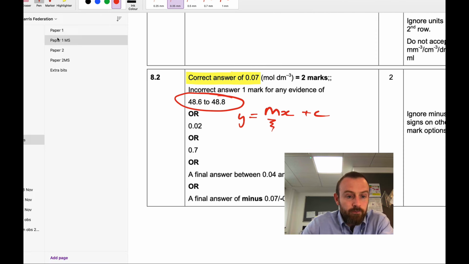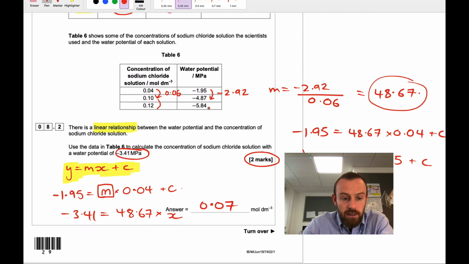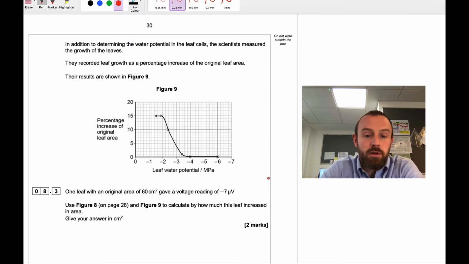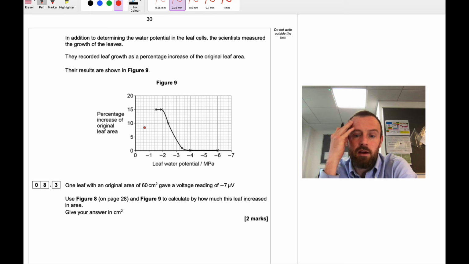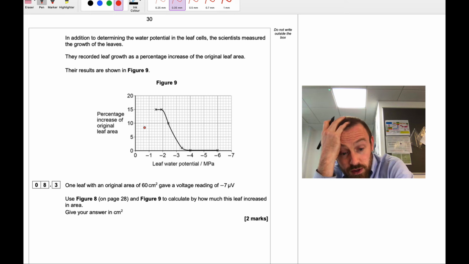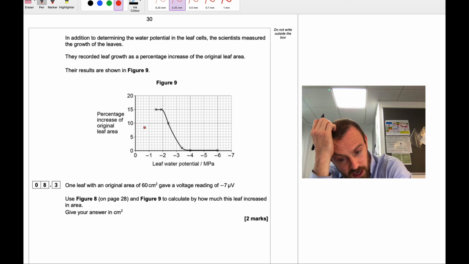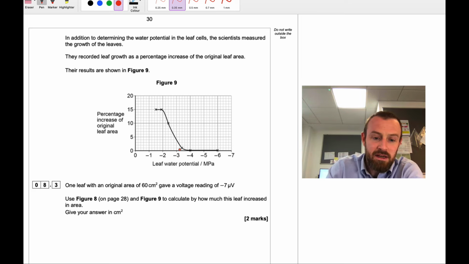Tricky one. Let's keep going. In addition to determining the water potential in the leaf cells, the scientists measured the growth of the leaves. They recorded leaf growth as a percentage increase of the original leaf area. Here are the results, looking at the water potential and how the leaves grew. One leaf with an original area of 60 centimeters squared gave a voltage reading of -7 microvolts. How much did this increase in area in centimeters squared?